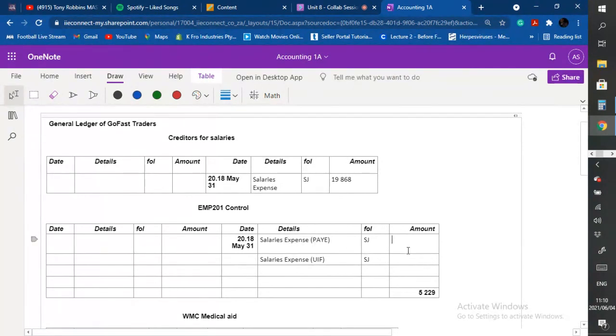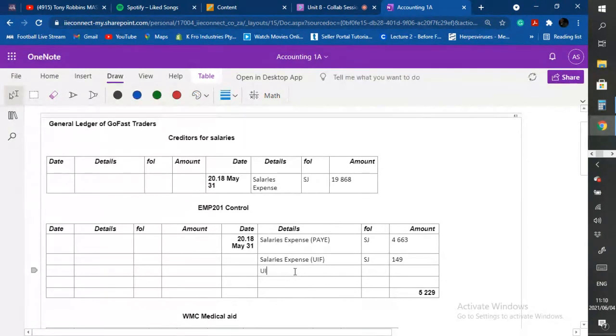How much did he pay towards his tax, his PAYE? Let's quickly see. Yes, it was 4,663. How much did he pay for UIF? What was his deduction? Remember, it was capped at 1,487, and we rounded it off, and we had 149. Then we go on to say here, as you can see in the example, UIF contribution.